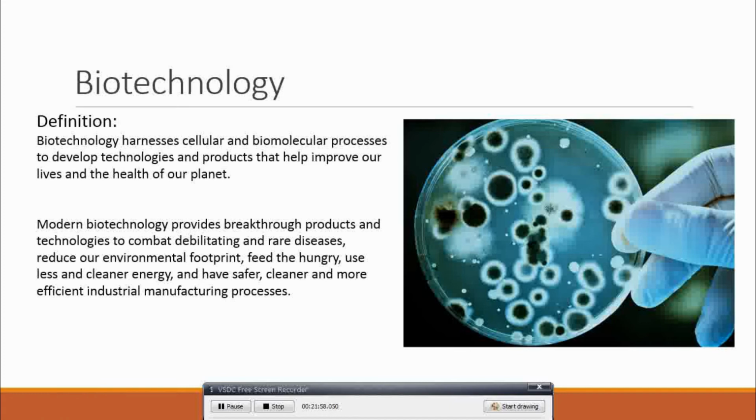Okay, next is biotechnology. Biotechnology ni saya rasa semua orang faham. Ialah kat mana-mana pun kita dengar sekarang ni. Contoh apa, cara-cara kita sediakan biomolecular processes, cells, to develop technologies, products that can help improve our lives and the health of our planet.